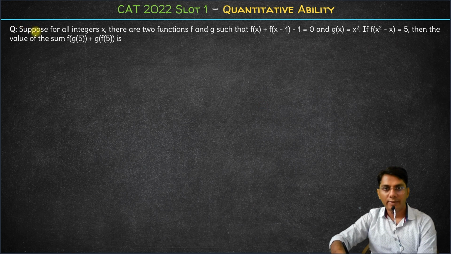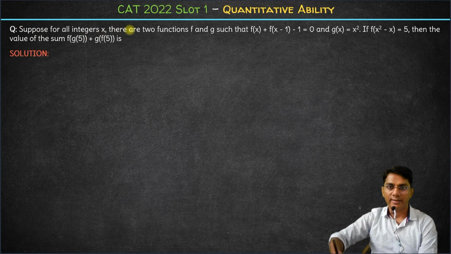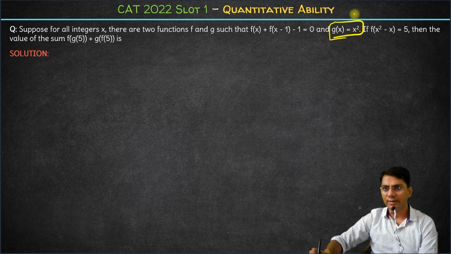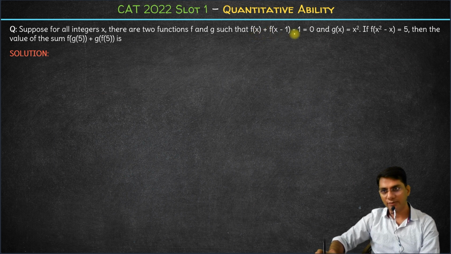Hi. So here we have, suppose for all integers x, there are two functions f and g of x such that g of x is given to us directly, g of x is x square. Now f of x is not given to us directly, but what we have is f of x plus f of x minus 1 is equal to 1. Also f of x square minus x is given as 5. Then what is the value of f of g5 plus g of f5?